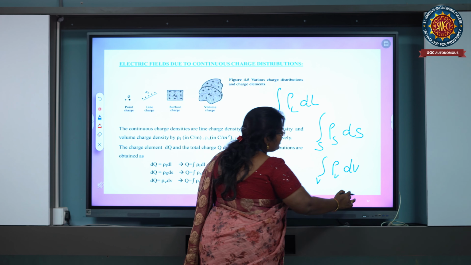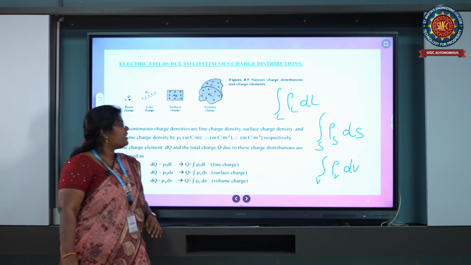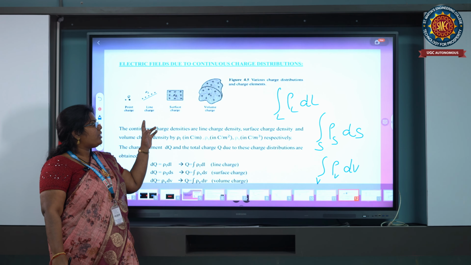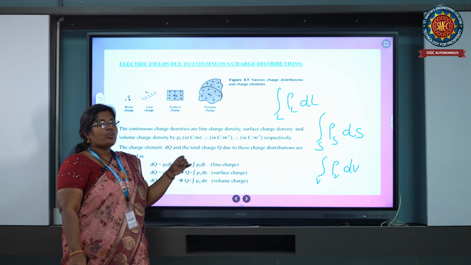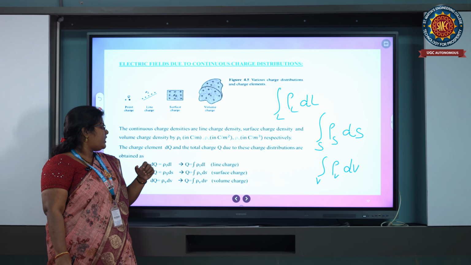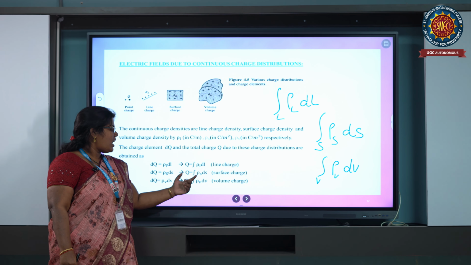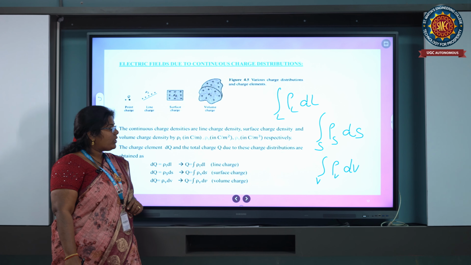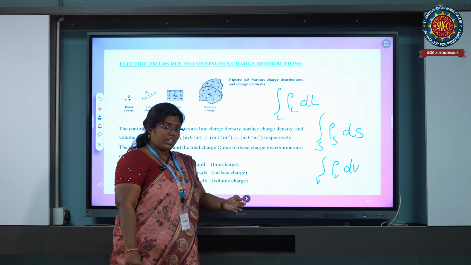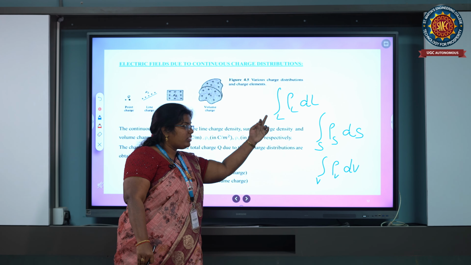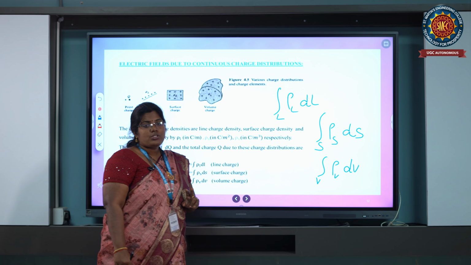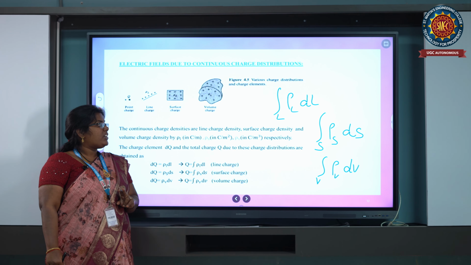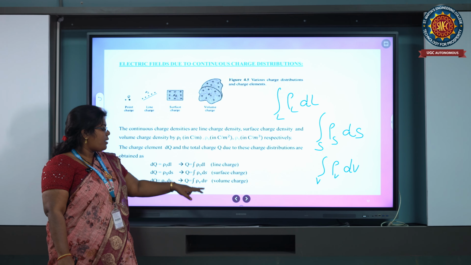So these are the three different types of charge distributions which we can observe. They are indicated as rho L, rho S and rho V, for line charge, surface charge as well as volume charge. Whatever charge we are considering depends on this integration of rho L, rho S and rho V.